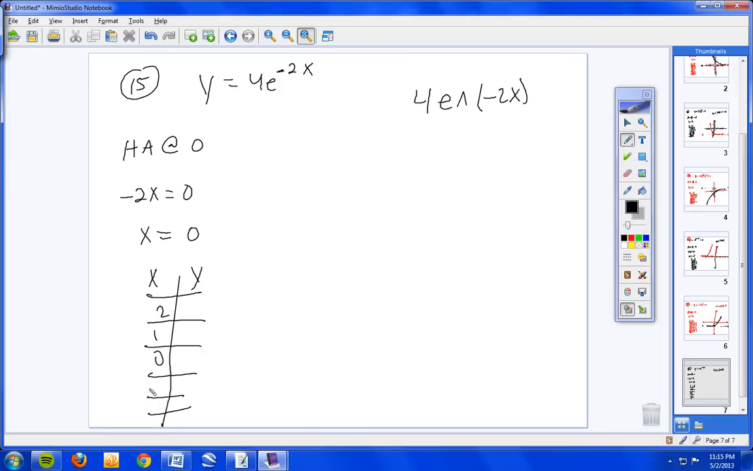Alright, so we go up 1, 2, we go down negative 1, negative 2. Alright, let's see. 2 gives us out 0.07, 1 is 0.54, 0 is 4, negative 1 goes all the way to 29, so we're just going to stop right there. That's pretty sufficient.